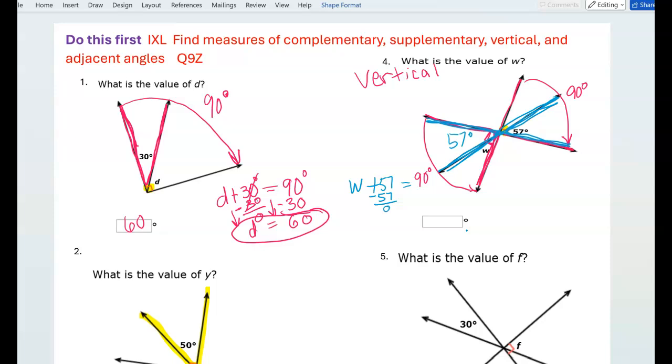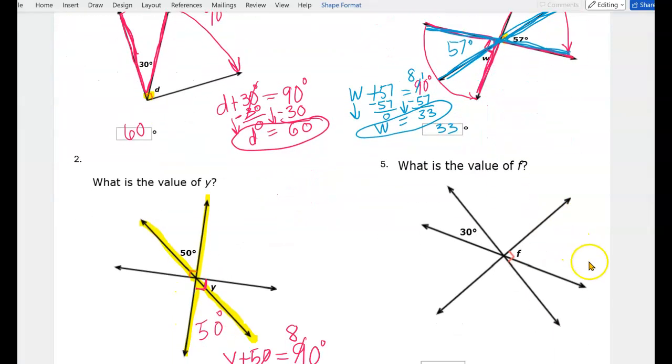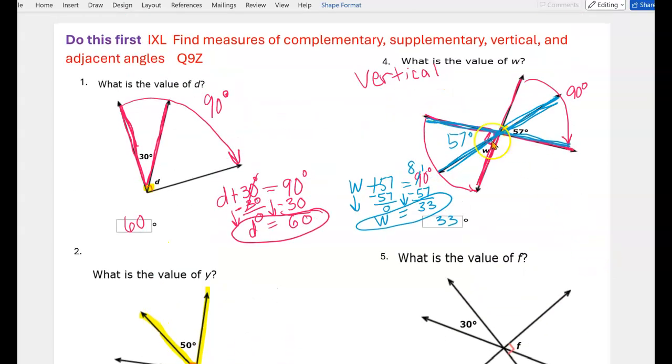And then what we do to one side of the equal sign, we do to the other. And you can use a calculator if you want, but I'm going to try to use my brain. 33 degrees. So bring down the W, bring down the equals. W equals 33 degrees. Yay! Number 5 is very much like number 4.